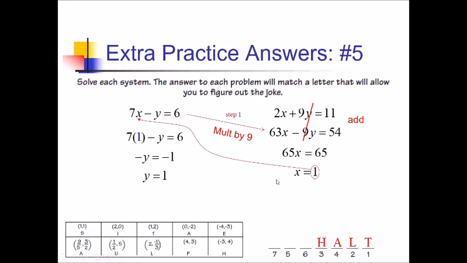Oh, that's kind of cute. So 1 comma 1 is our final answer. That matches up with S. So let me go and find the 5 blank. That's right here. Put an S there and move on.